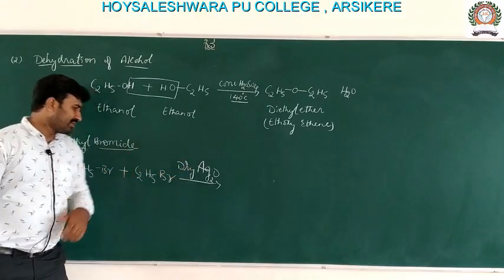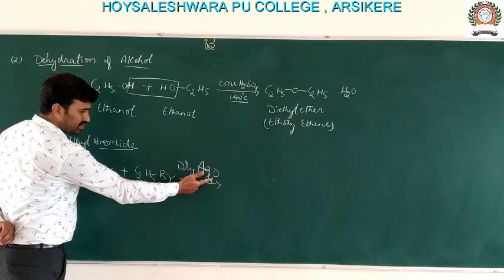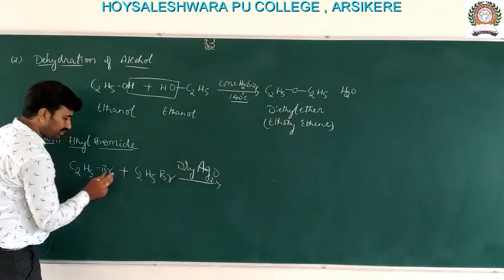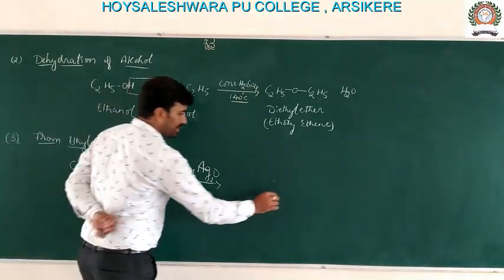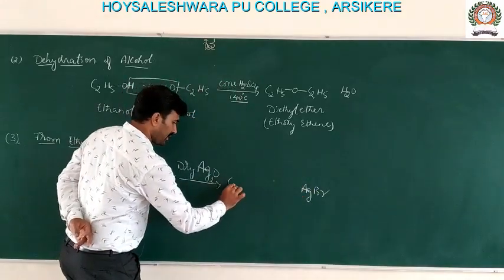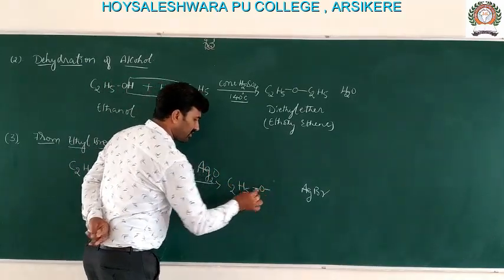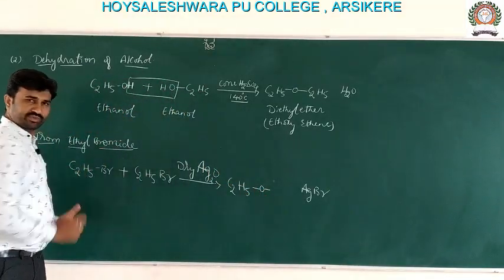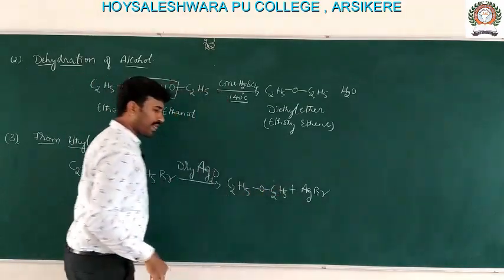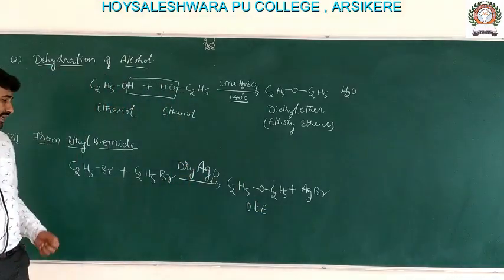Upon reacting with dry silver oxide, how many silver atoms are there? Two silver atoms. These two silver atoms combine with these two bromine atoms, this is one bromine atom, this is another, to form AgBr. And what is left is C2H5, from the silver oxide O. Insertion of oxygen between two alkyl groups has taken place, C2H5. Again it is the same thing, diethyl ether or ethoxyethane.